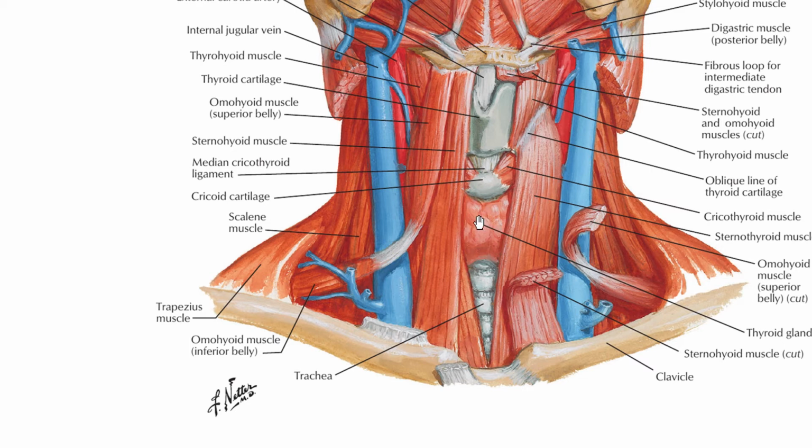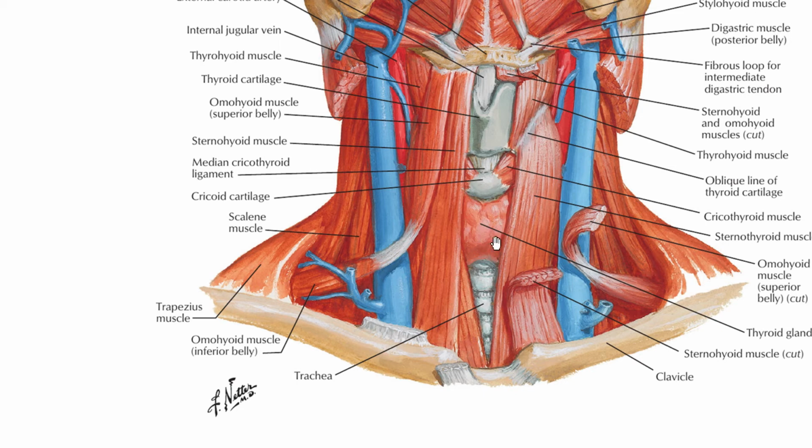Here you see, this is the thyroid gland. The isthmus of the thyroid gland, half of the thyroid gland, is just beneath the right and left sternothyroid muscles. The muscle gets attached onto this thyroid cartilage oblique line, just above the thyroid gland.